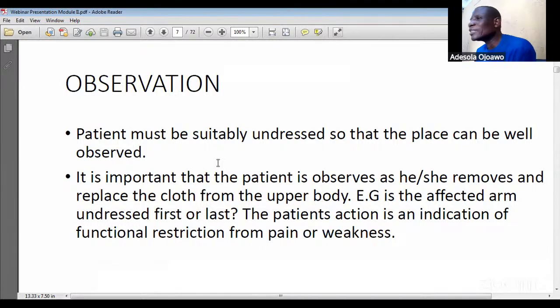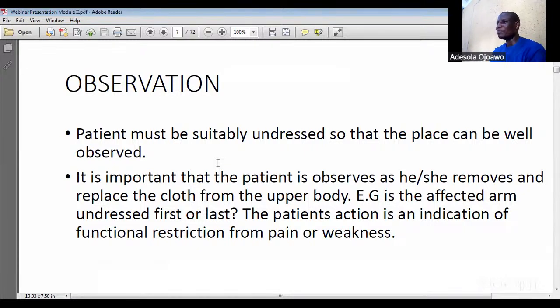The observation is extremely important. In this case now, you use your eyes to look at what you have there. And that's why your patient should undress, remove some part of the clothes, either male or female, that doesn't matter now. Your interest is on the shoulder joint, and you try to look at it very well.